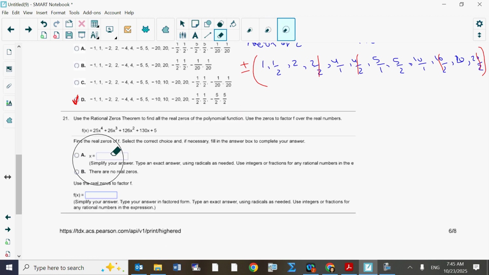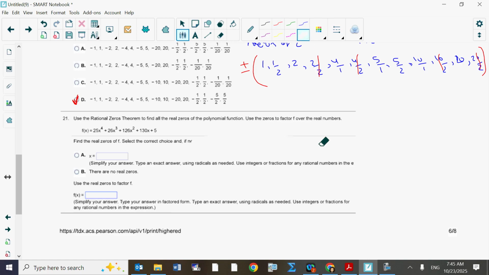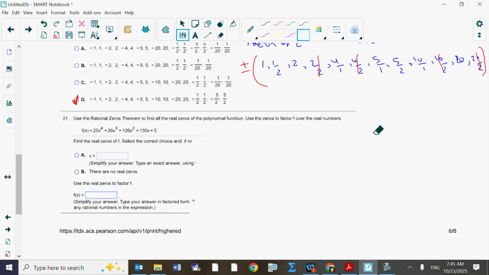Next question. We're trying to use the rational zero theorem first to find the possible zeros of the function. But then we're going to find out of all those possible ones, which ones are really a zero of the function. And then we're going to use that to write f of x in the factored form. So I'm going to start with this. Find factors of 5 and divide by factors of 25. So it's 1 and 5, and then 1 and 5 and 25.